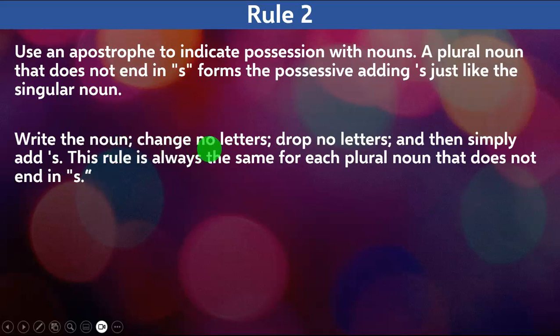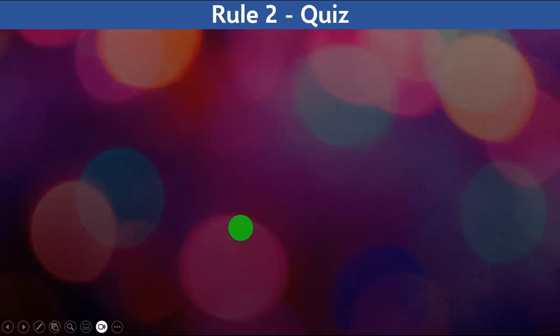Write the noun, change no letters, drop no letters, and then simply add apostrophe s. This rule is always the same for each plural noun that does not end in the letter s. Right? All right. For example, men, men's. Okay, men is a plural, and you have men with the apostrophe s. That's the example. All right, let's take a quiz on rule number 2.